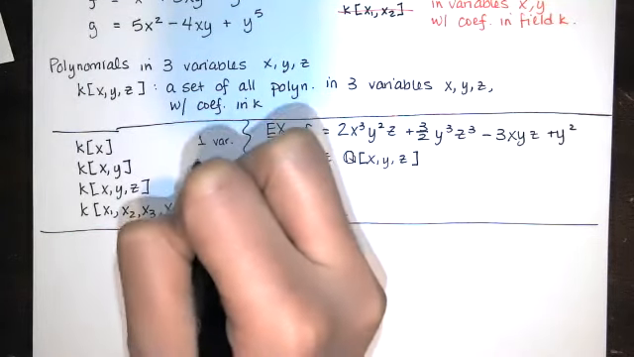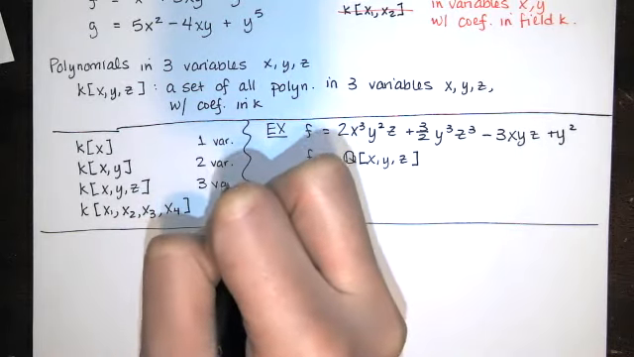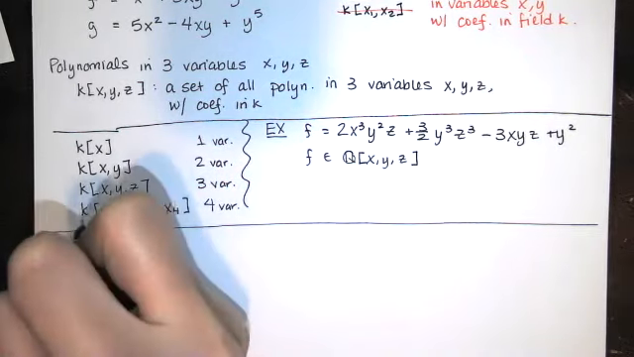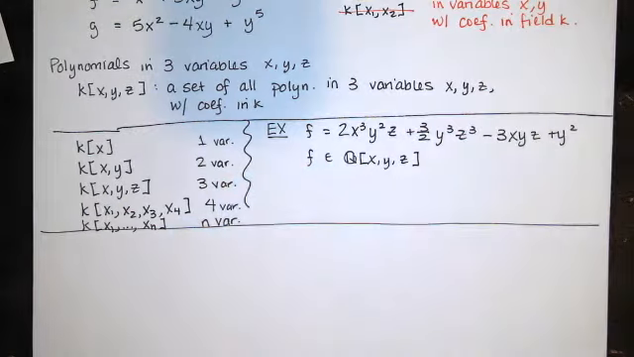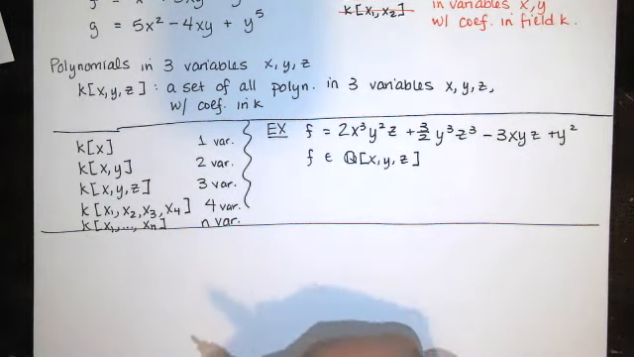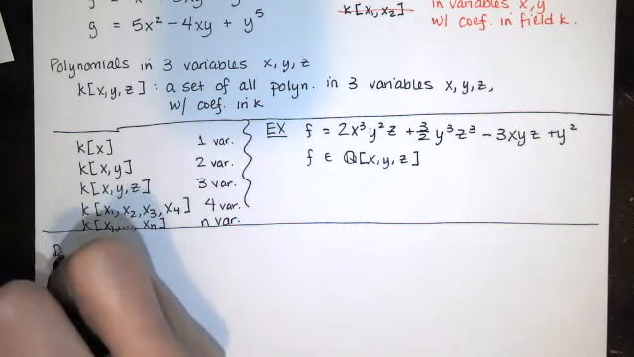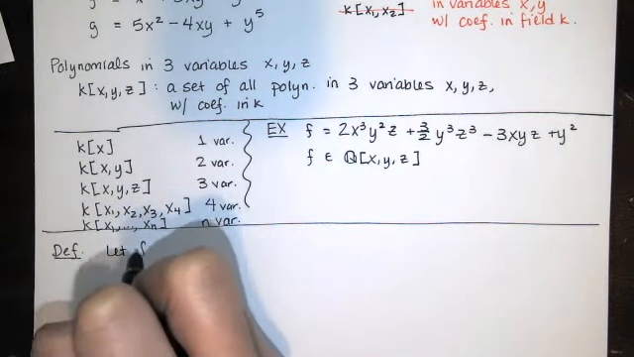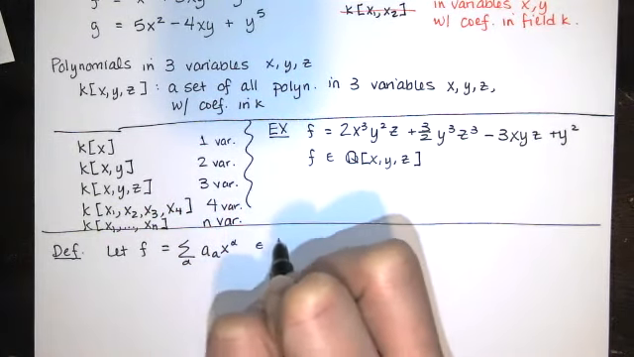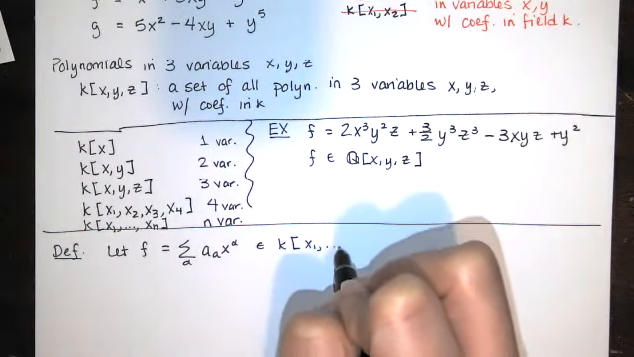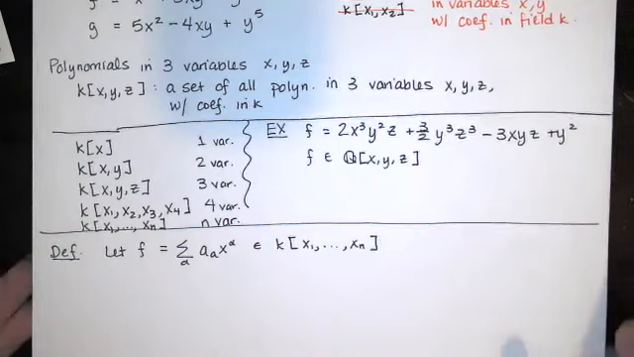This is 1 variable, 2 variables, 3 variables, 4 variables, and then in general, with n variables. The n could be 15, there could be 15 variables, or there could be 2 variables, any finite number, well, any natural number of variables would work there. Okay. Now I've got more definitions. So let's say f is this polynomial in the set of polynomials in n variables, x sub 1 through x sub n, with coefficients in the field k.